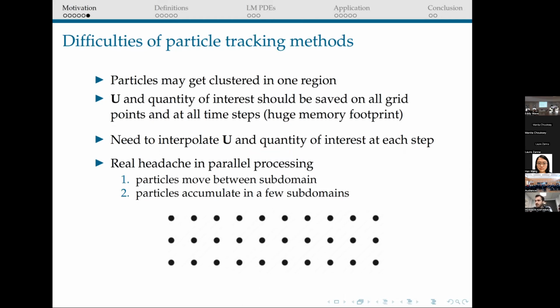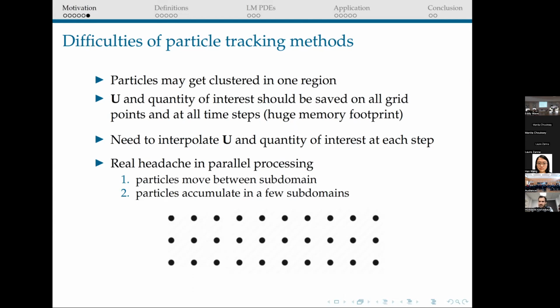I mention a few difficulties of Lagrangian averaging in this slide. First of all, particles may get clustered in one region or might be sparse in other regions. So it's really hard to have a uniform Lagrangian mean field. Second, maybe the most important barrier is the memory. If we want to compute the Lagrangian mean, we usually solve our equations in Eulerian frames. So we need to store lots of variables, velocity and the variable that we want to compute the Lagrangian mean of. And that requires an immense amount of memory because we usually don't keep the fields at high resolution at all time steps.